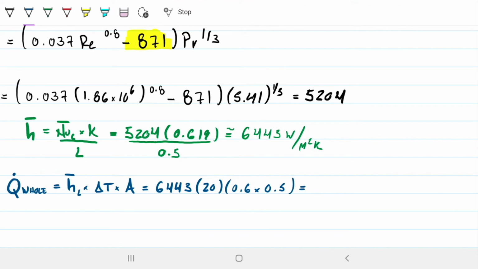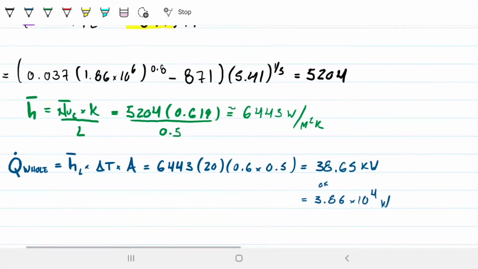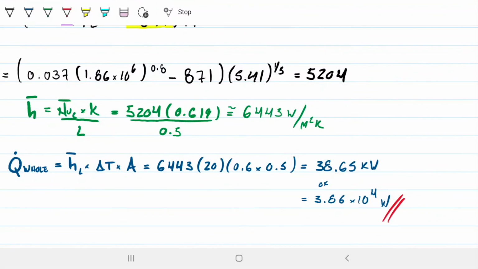This gives me about 38.65 in kilowatts, or obviously, if you want to leave it in watt format, just 3.86 times 10 to the 4th in watts. Cool. So that is part D.